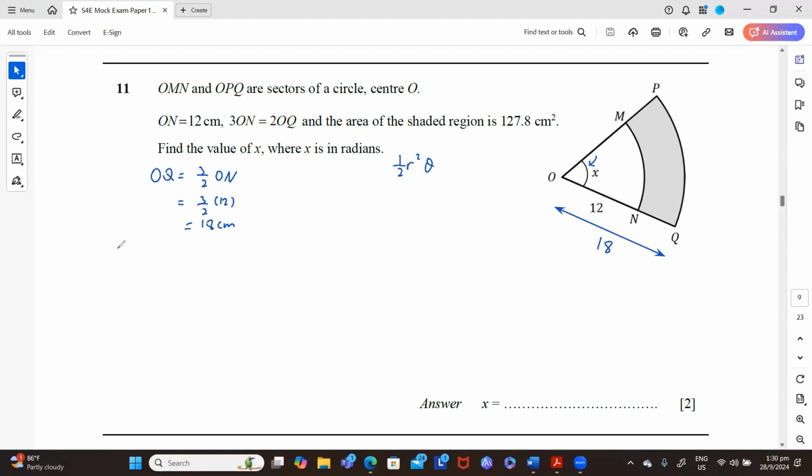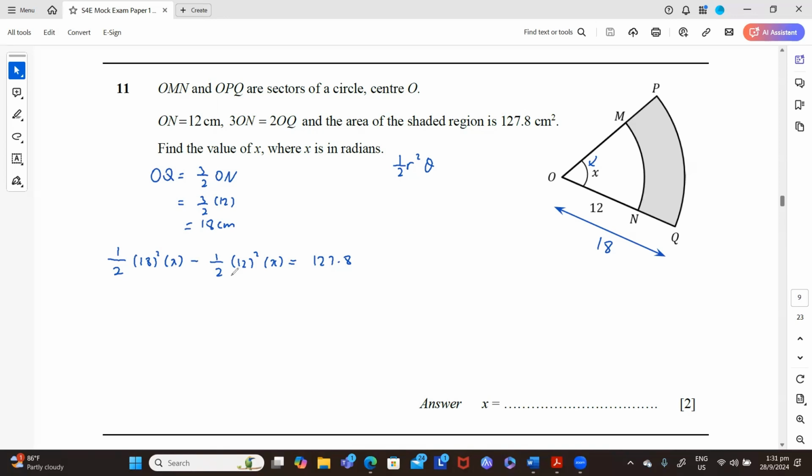Okay. So write down the area of the big sector minus the area of the small sector. So it's half 18 square theta, theta is x in this case, minus half 12 square theta. So this equals 127.8. Okay, so throw in your values.